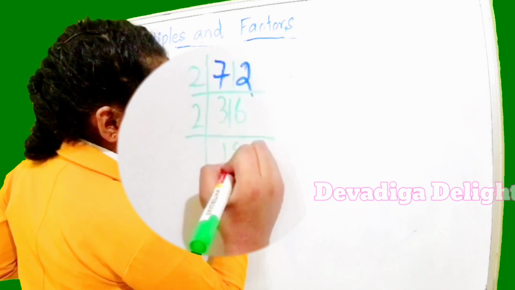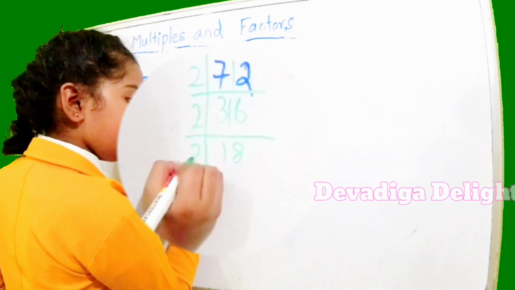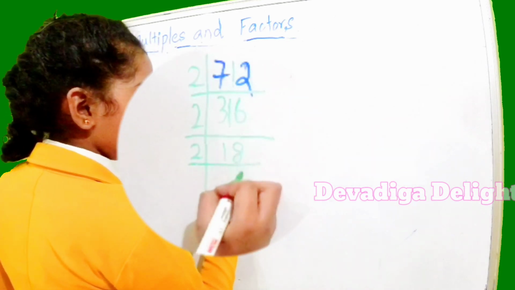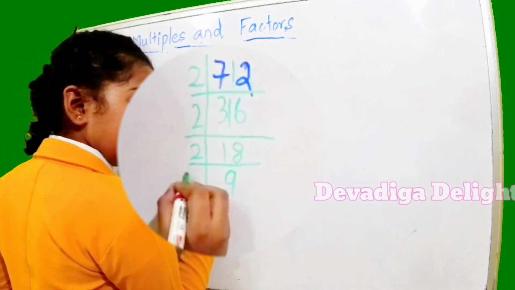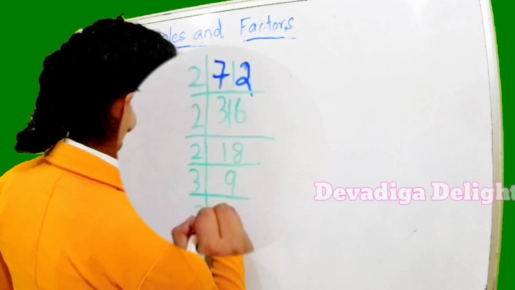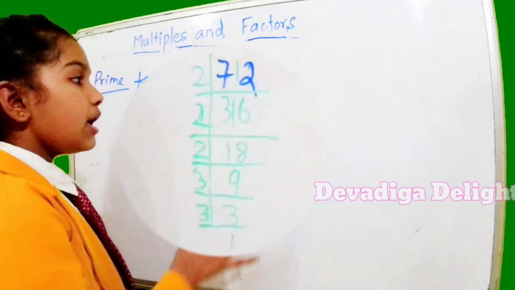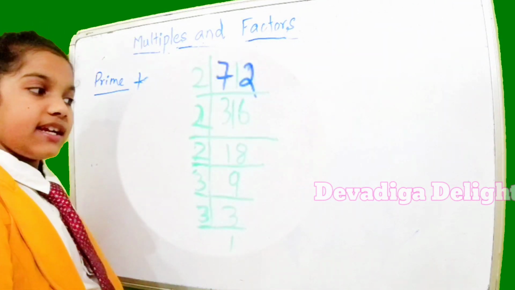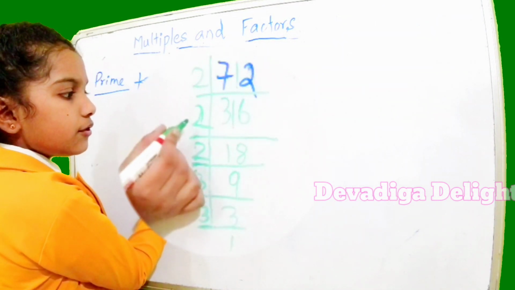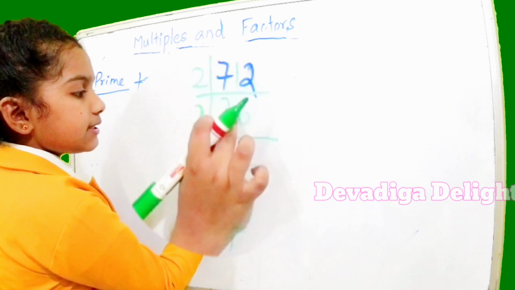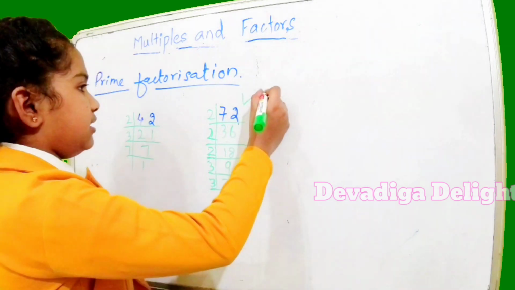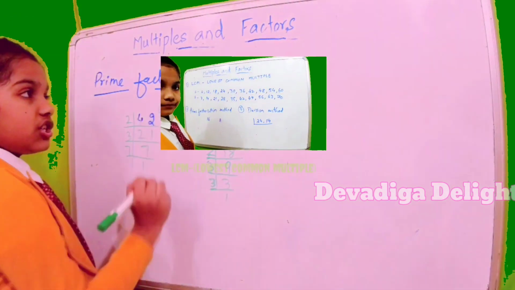So 8s are 16. So 18 here. Then 2 again, because this is an even number. Then as we know, 2 9s are 18. And then 3 3s are 9. And then 3 1s are 3. Now let us see if this prime factorization method is right. So 3 1s are 3, 3 3s are 9, 2 9s are 18, 2 18s are 36, 2 36s are 72. So this prime factorization method is right, and this prime factorization method is right.